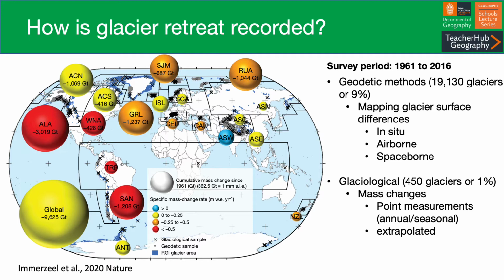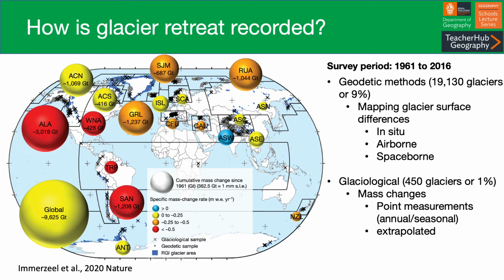Within this particular database, only 9% of the total glacier stock on the globe has been surveyed in this manner. And the results gained from this 9% of the glacier stock are also extrapolated to other glaciers in those regions. There are also direct glaciological measurements of the glaciers, which amount to a further 1% of the total glacier stock. These require point measurements to be made on the glacier surface on an annual or subannual basis. And again, the results from these analyses can be extrapolated to other glaciers within the region.